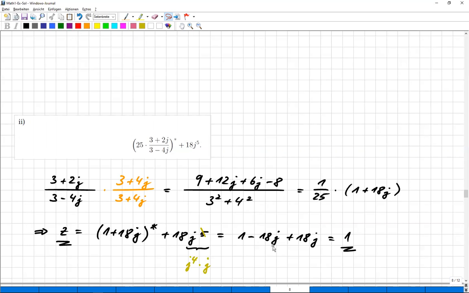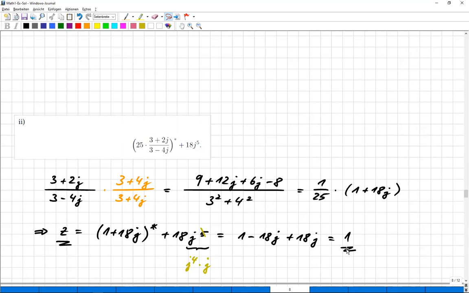So I get 1 minus 18j plus, and then we said that j to the power of 5 is the same as j to the 4 times j. This is 1, and so it's just j. You can just cross out the exponent in this case. So it remains 1 minus 18j plus 18j. This again cancels each other, so it stays the number 1. That's the simple result of this expression.